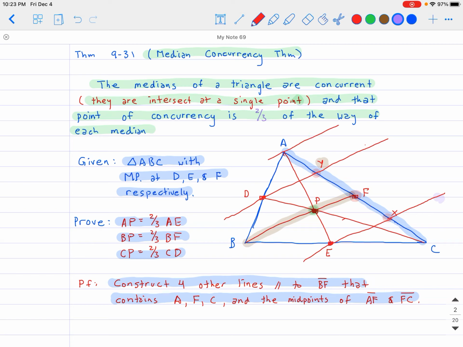And that one doesn't go through anything because it doesn't touch the triangle besides A. And the last one goes through C and doesn't touch anything else because it doesn't contain any part of the other triangle.